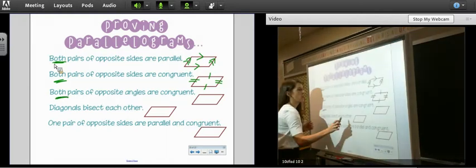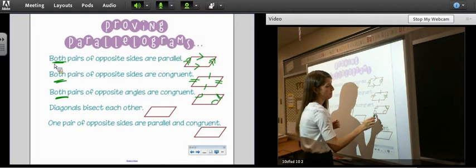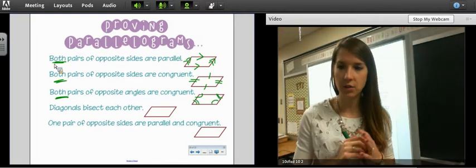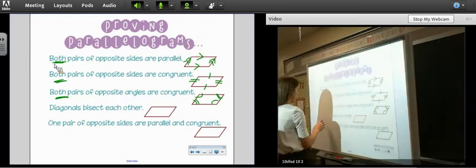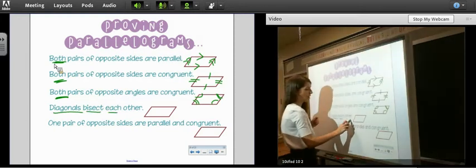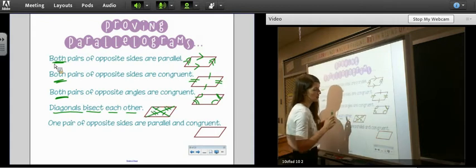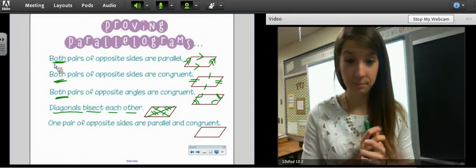If both pairs of opposite angles are congruent, then it's a parallelogram. Don't have to check the length of the sides or anything else. You're done. If the diagonals bisect each other, so if the diagonals, that one cuts that one in half, and the other one cuts the longer one in half, then it's a parallelogram.